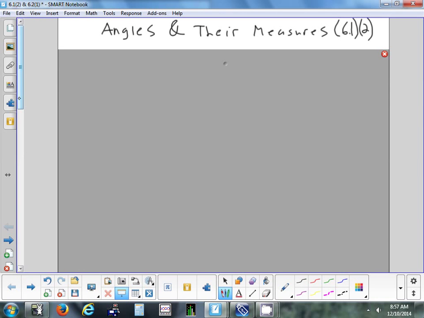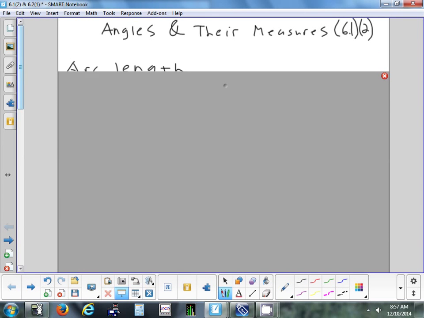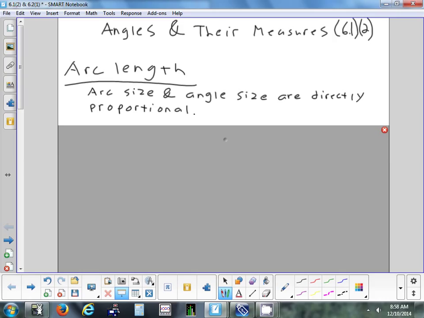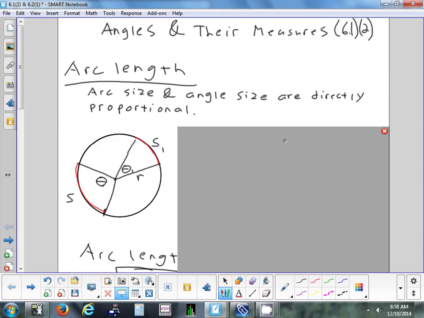All right, so let's finish up section 6.1. And we're going to talk about arc length. Arc length basically is the length of an arc if you draw an angle inside of a circle.